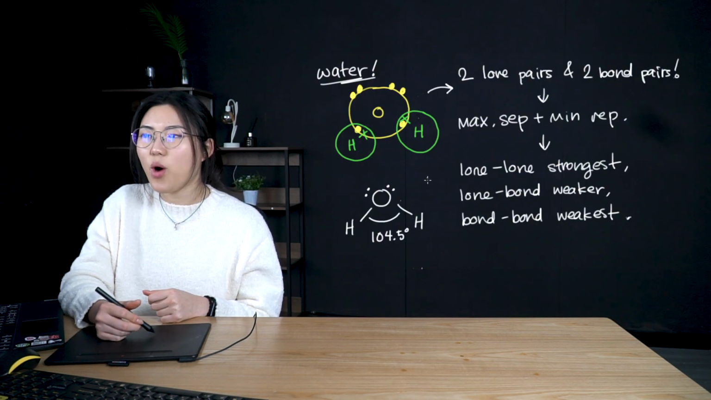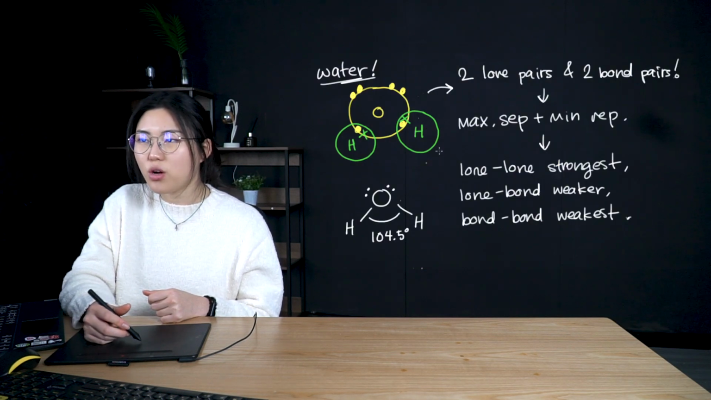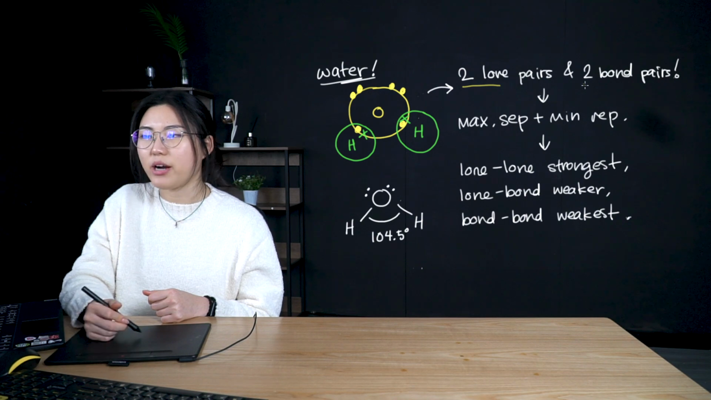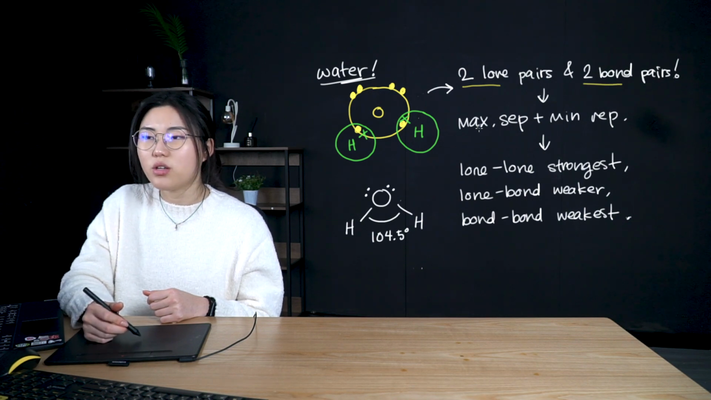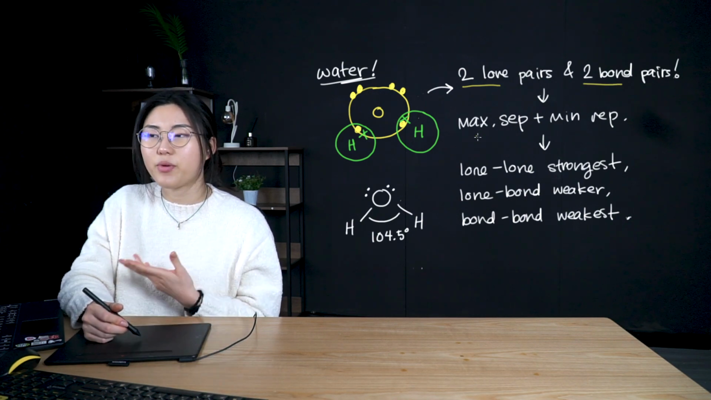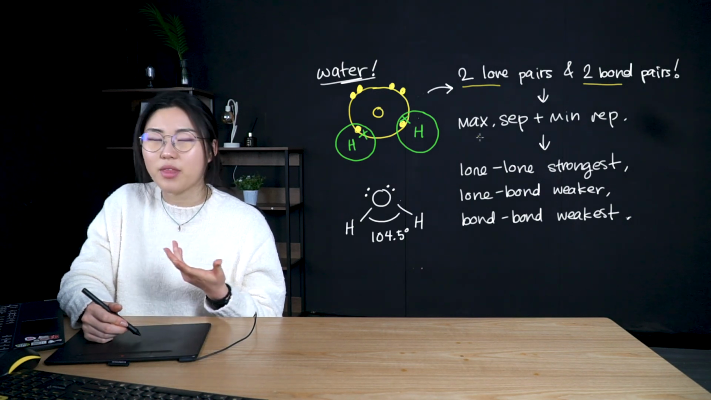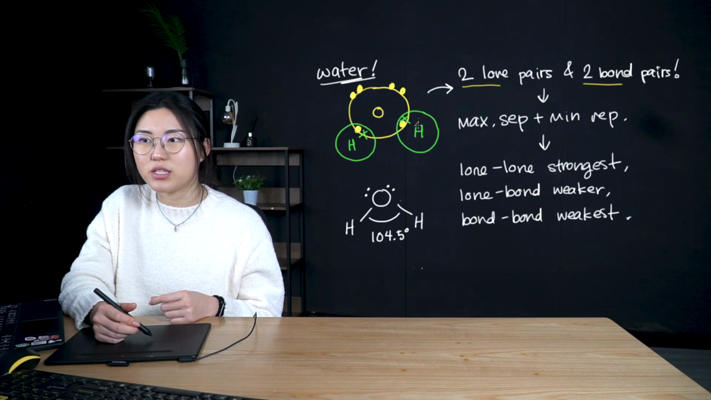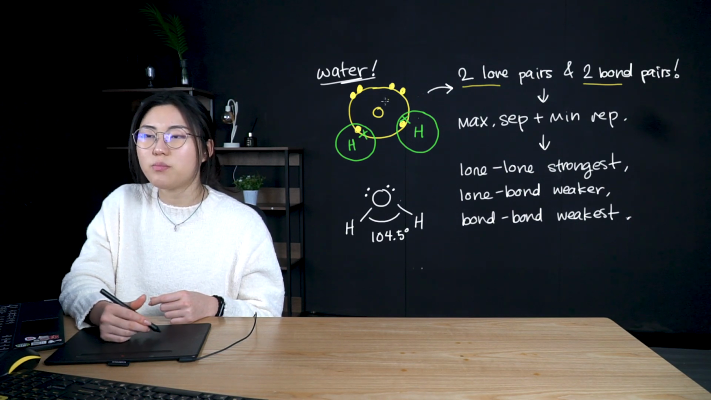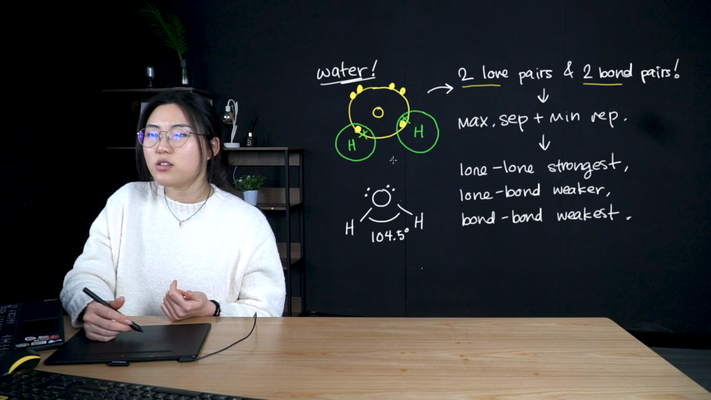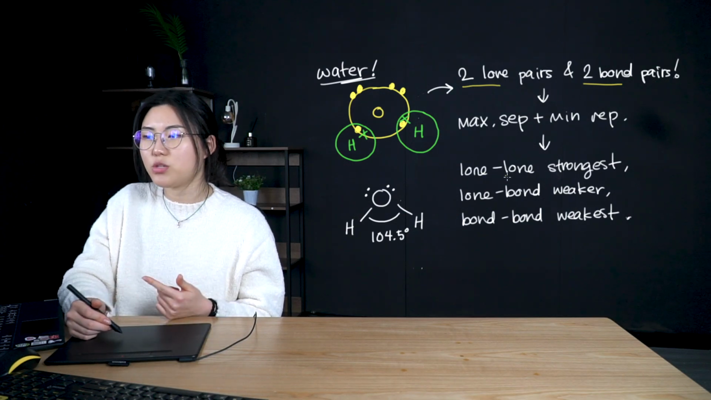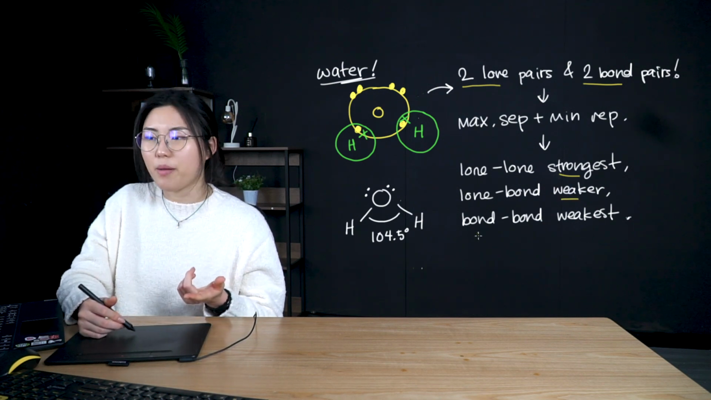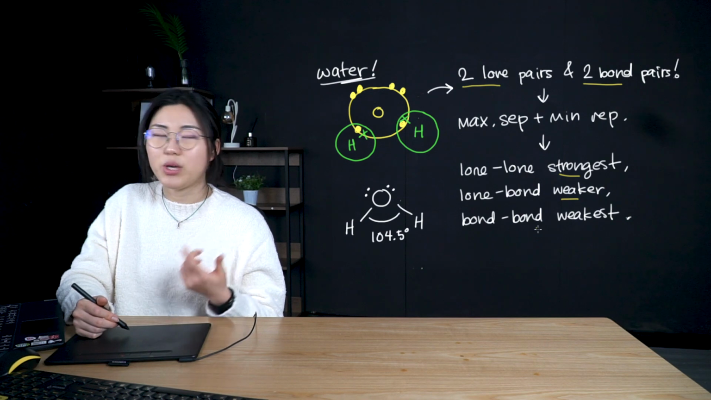So over here we have water. This time we have 2 lone pairs and 2 bond pairs. So they're going to go so that their separation is at maximum, and therefore they have minimum repulsion. But over here now we have 3 different repulsions, right? So we want to mention all the relative strengths. So the lone pair repulsion is going to be the strongest, lone pair bond pair repulsion is going to be weaker, and bond pair repulsion is going to be the weakest.